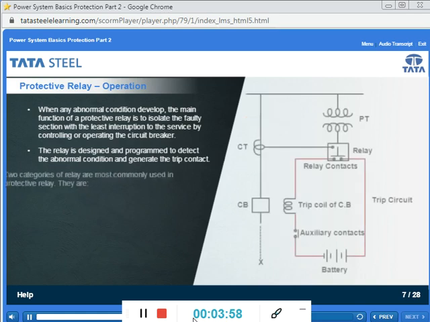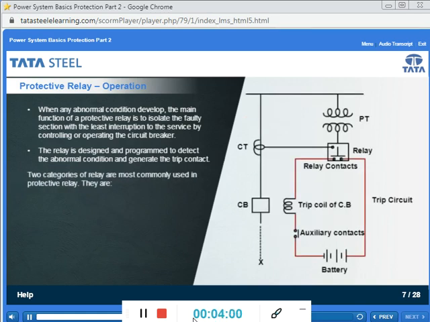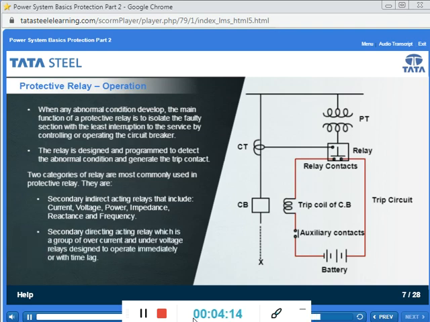Two categories of relay are most commonly used in protective relay. They are secondary indirect acting relays that include current, voltage, power, impedance, reactance and frequency. Secondary direct acting relay, which is a group of overcurrent and under voltage relays designed to operate immediately or with time lag.